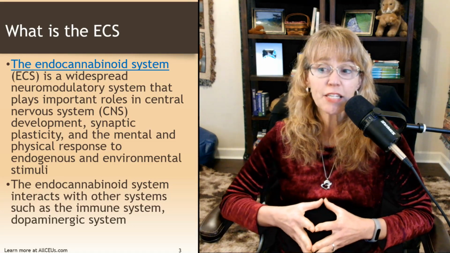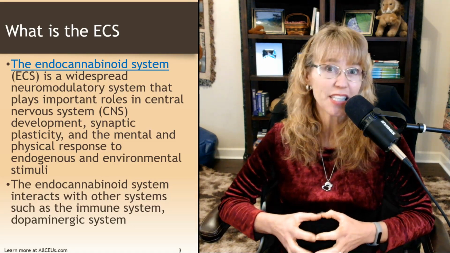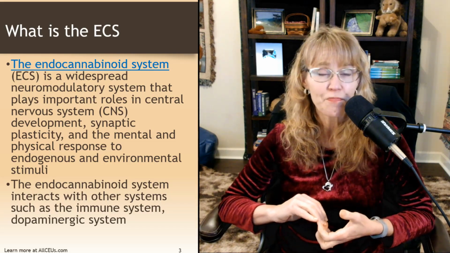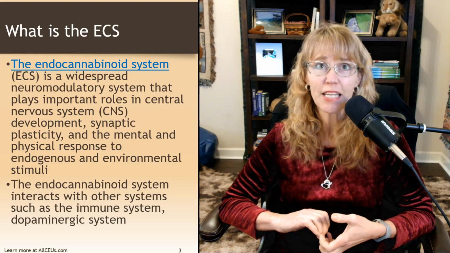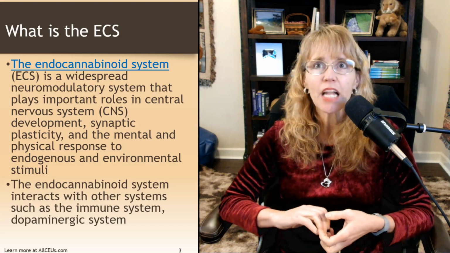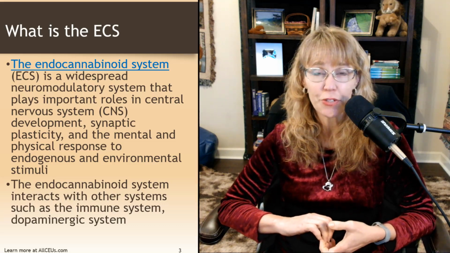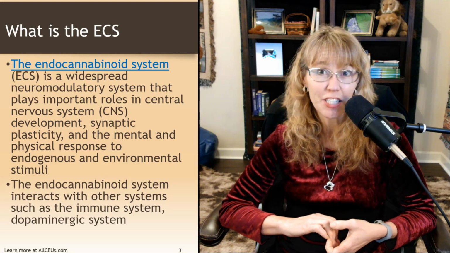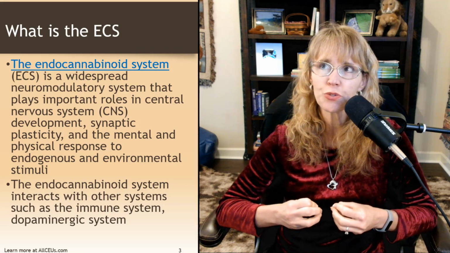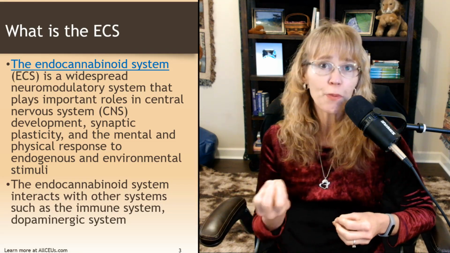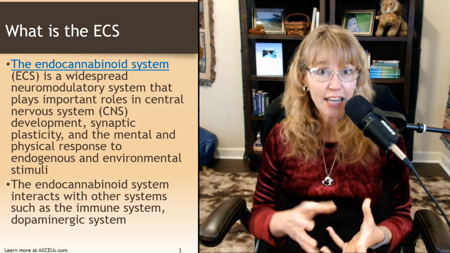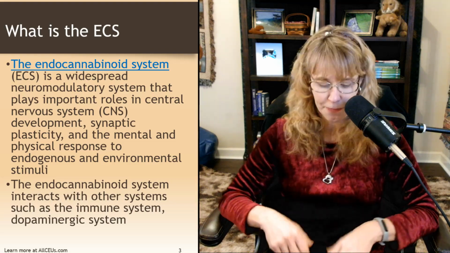The endocannabinoid system, as I mentioned, interacts with other systems, including, but not limited to, the immune system and the dopaminergic system. Now remember, the dopaminergic system is your motivation system, and it tends to be a little bit wonky in a lot of different mental health issues, but also in certain physical health issues. So it's interesting to note that one way to modulate the dopaminergic system instead of directly acting on it may be indirectly activating the endocannabinoid system.